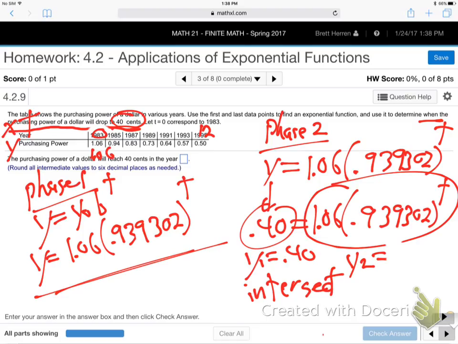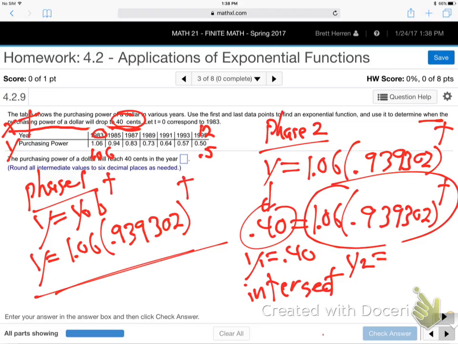Y goes from a high of 1.06 to a low of 0.5. So that's how you want your x and y window to be. The x window has to be like 0 to 12, or 20 is fine. Just don't make it 5,000. You won't get a good picture.